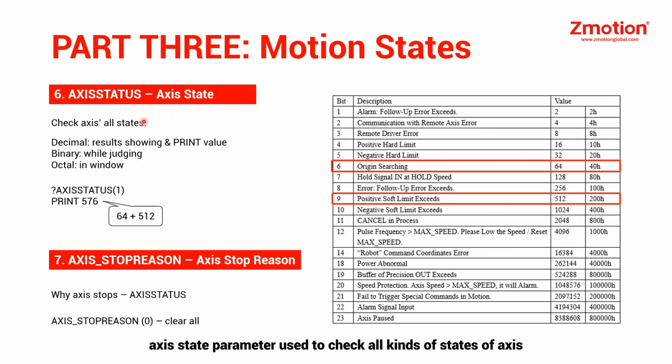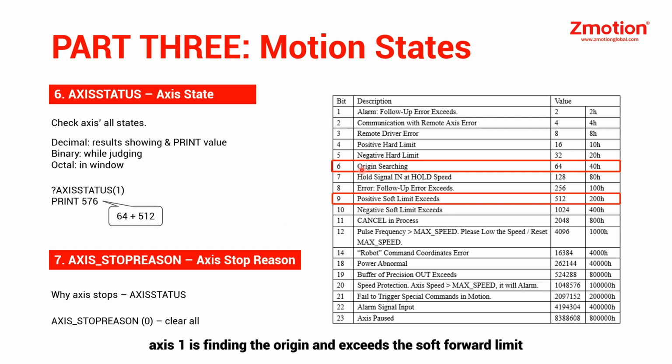Axis state parameter is used to check all kinds of states of the axis. It shows in decimal, and the value print is also decimal. But judging the state is in binary systems; in the axis parameter window, it shows in octal system. For example, check axis 1 state. 576 means 64 and 512.